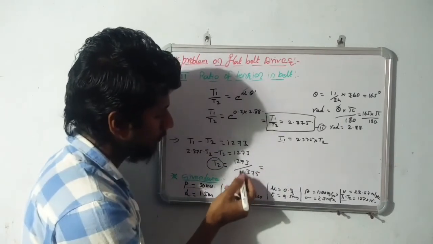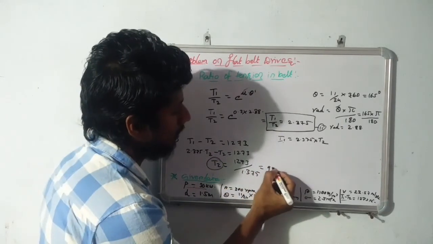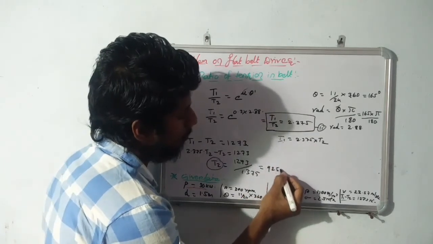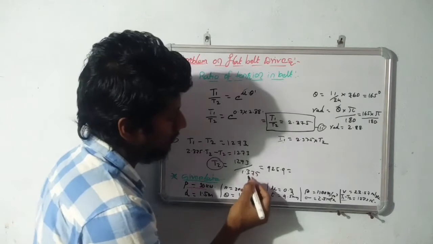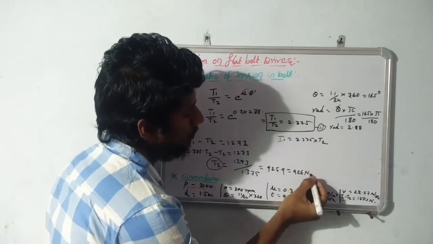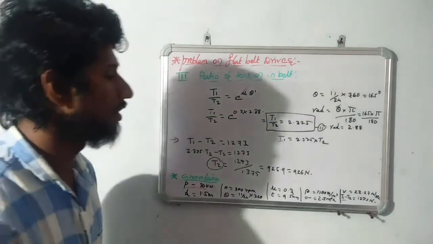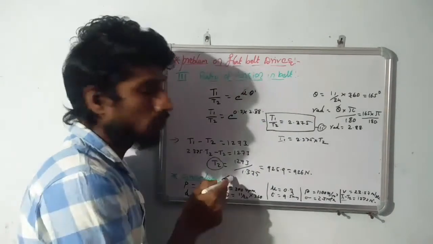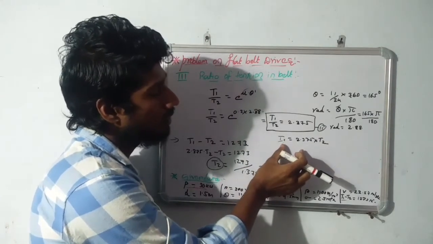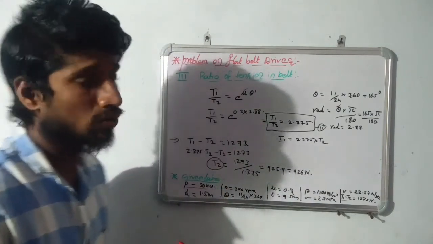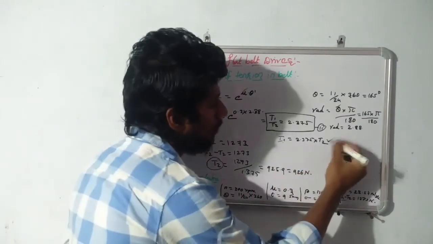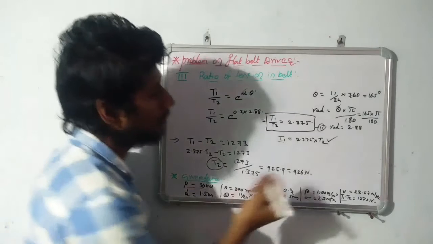So by simplifying this one, we get the value of T2. So let's see this one. We get 925.9. So let us consider it as 926 newtons. So this is about the T2. When we know the value of T2, it is easy to find out the T1 value. Substitute the T2 value in the above equation. In this equation, we get the T1 value here.